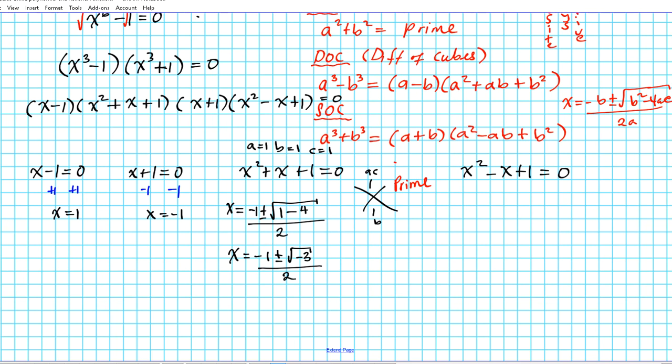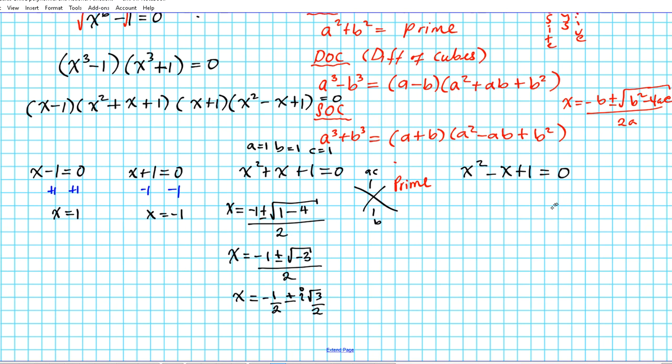Okay, and then we can simplify a little bit further. This becomes x equals negative 1/2 plus or minus, now the square root of the negative is i, i root 3 over 2. So these are the answers for the third factor.